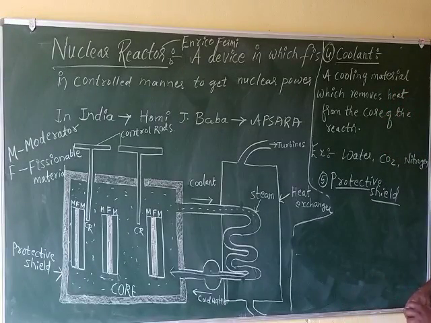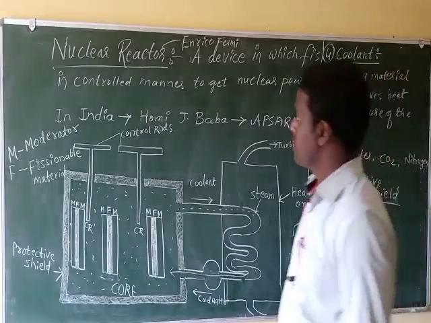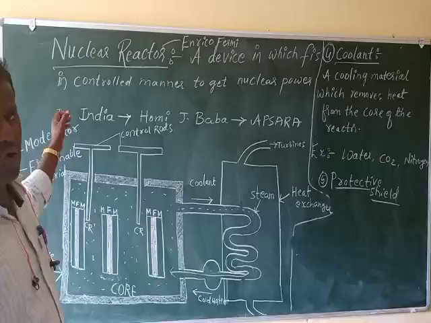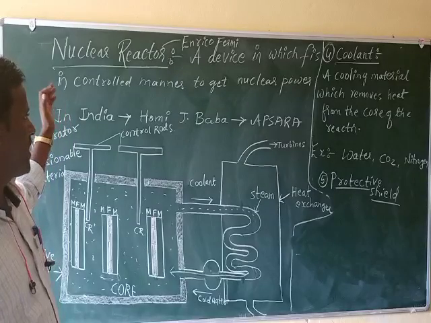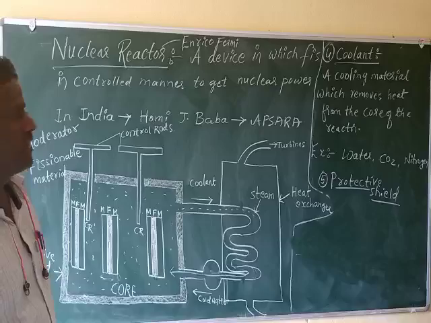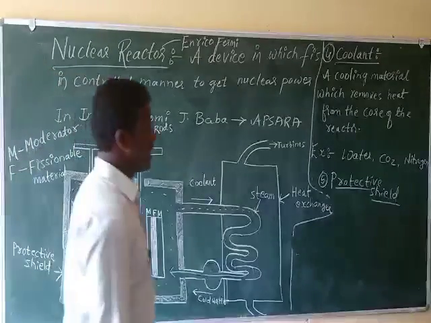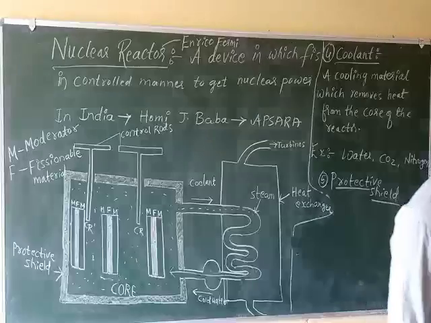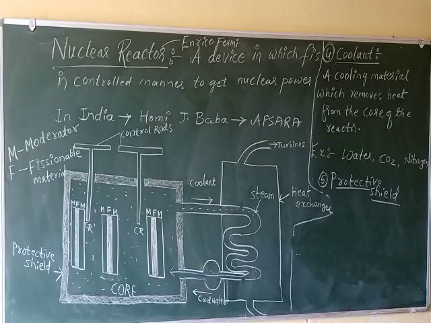A device in which fission is controlled. Fission chain reaction is carried out in a controlled manner to get nuclear power. That is called nuclear reactor. So there are 5 parts, right? I hope you understood about nuclear reactor.